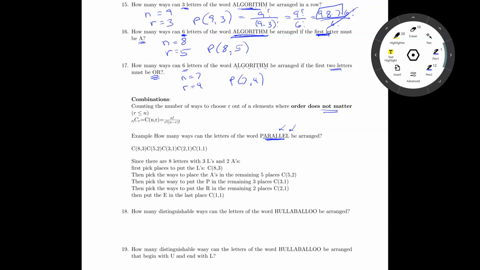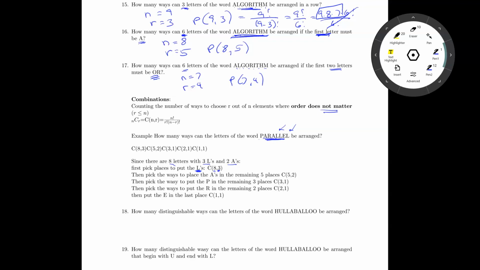Okay, so let's go through what I'm doing here. So I've got 8 letters in the word parallel, and it's got 3 L's and 2 A's. So let's first pick the places that we're going to put the L's. So out of the 8 letters, let's choose to put the 3 L's down. So combinations of 8, choose 3. That's how we say that.